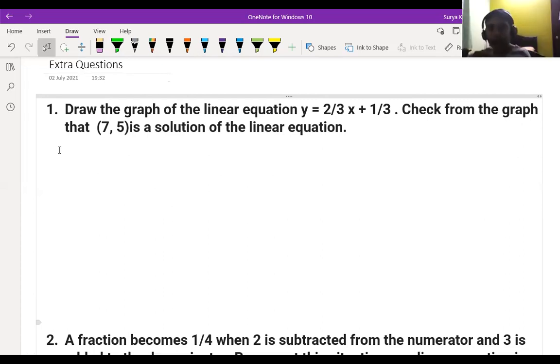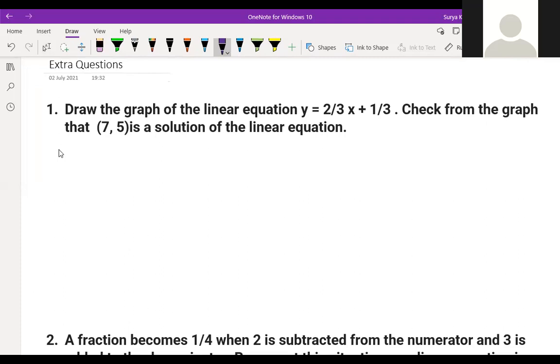Then y is equal to 1, right? So 2 by 3 plus 1 by 3. Why are you adding 2 by 3 plus 1 by 3? Oh, sorry sir, I forgot the x. So here you have y is equal to 2 by 3x plus 1 by 3. You have to draw the graph for this.